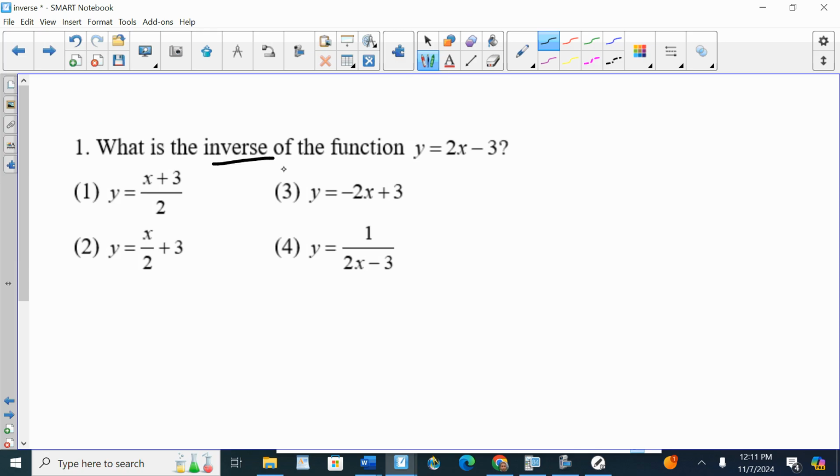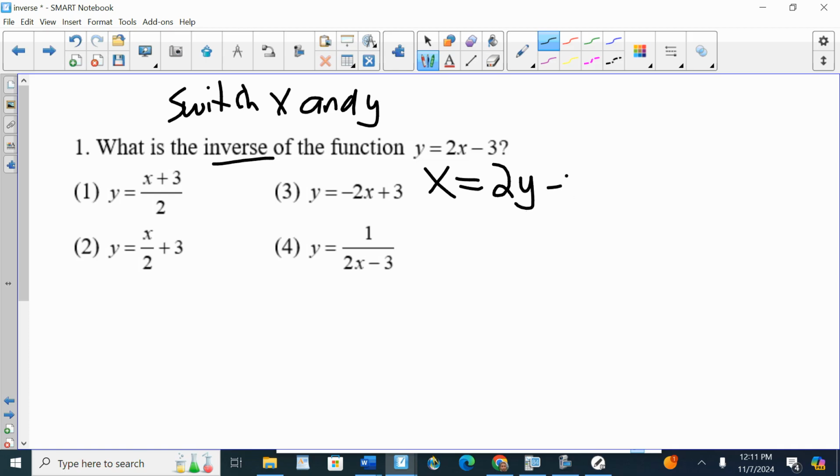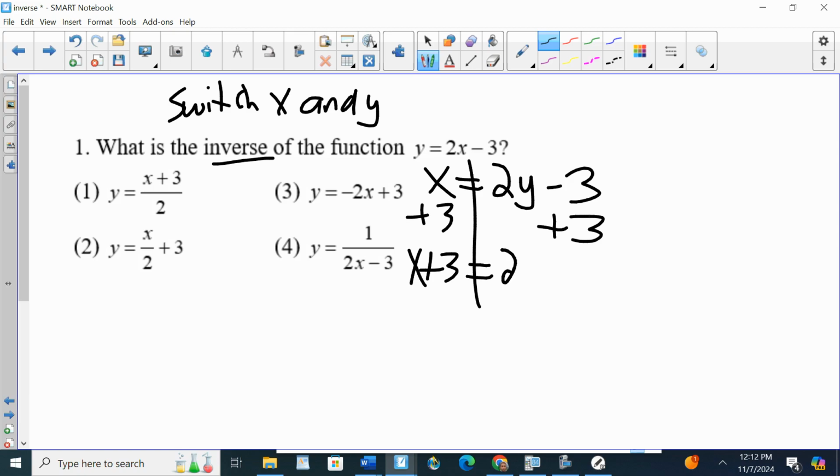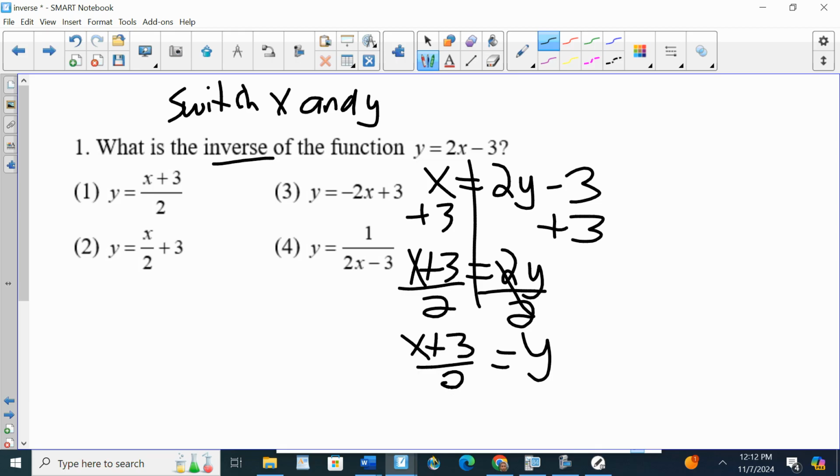Well, for inverse, switch x and y. So instead of y, I'm going to write x, and instead of x, I'm going to write y. Now I'm going to solve this thing for y. So I'm going to do some basic algebra. Add 3, x plus 3 equals 2y. From there, divide by 2, divide by 2. You can leave it as x plus 3 over 2.